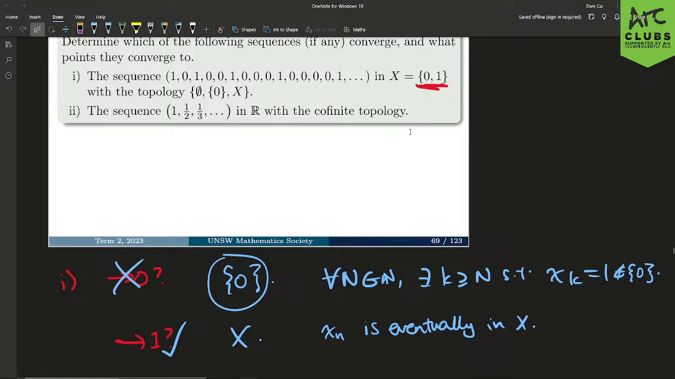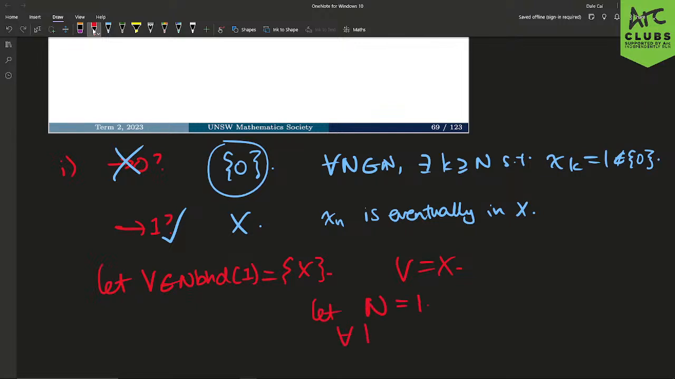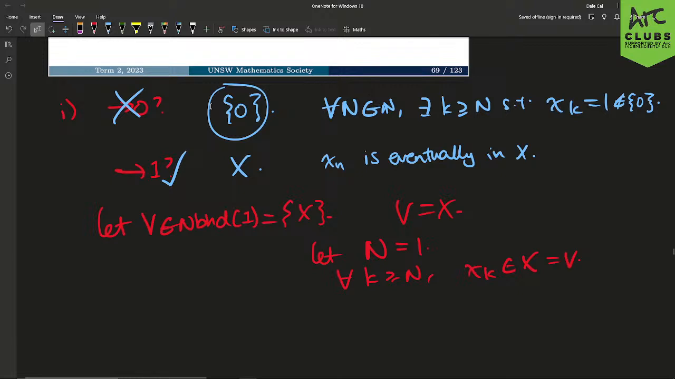And your proof for this would be for all neighborhoods. Okay, I'll just write this out nicely. Let v be in the neighborhood of 1. The neighborhood of 1 is just x. V is equal to x, and we can take whatever capital N we want. We can let N be 1. For all k greater than or equal to N, we have xk is inside v, because it's inside x. I'll write that the other way around. Okay, and that means that it does converge to 1.